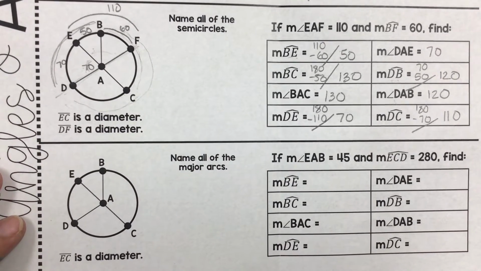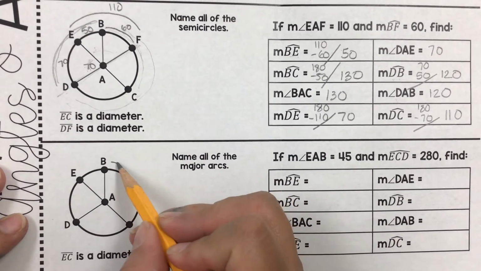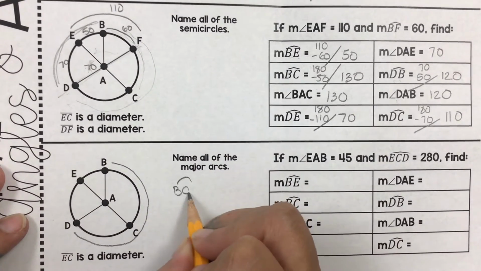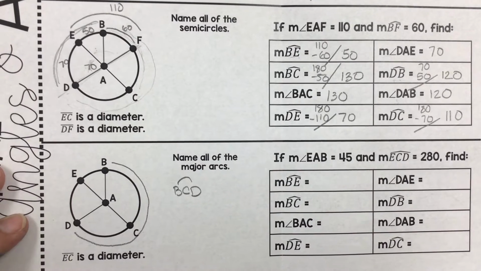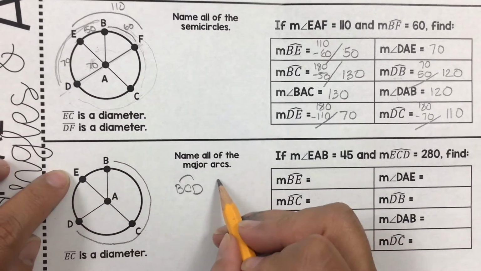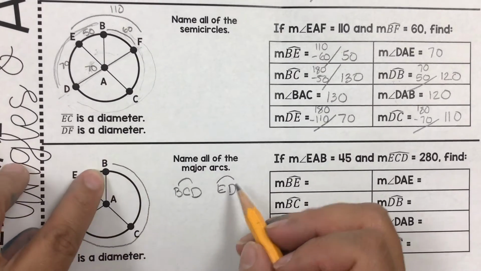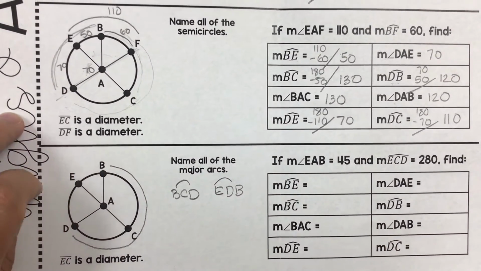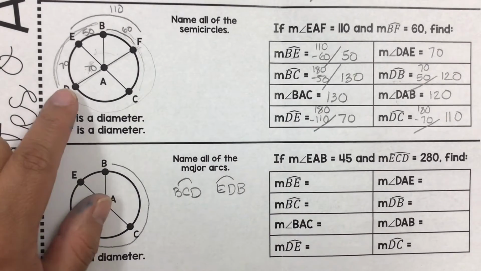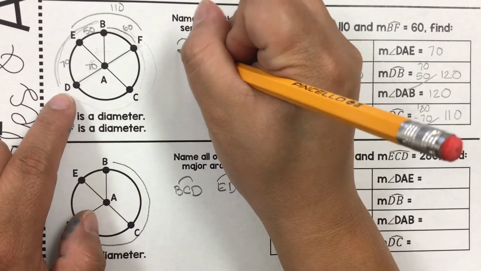Our last section was about major arcs. Major arcs are when the measure is more than 180. So for example, arc BCD, or I could even say the arc ED and go all the way here to B. It needs 3 letters to be named a major arc or a semicircle. Here I forgot to mention the semicircles. They still have that arc measure, and you just write 3 letters.